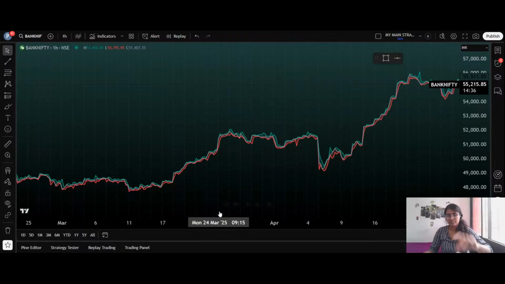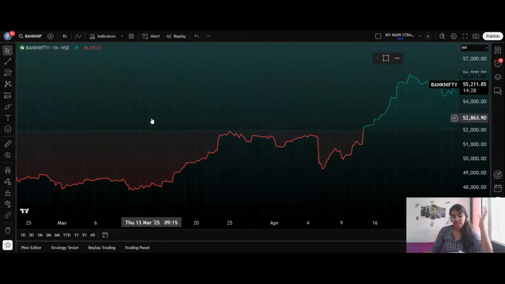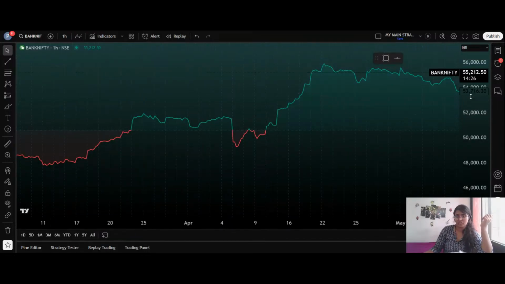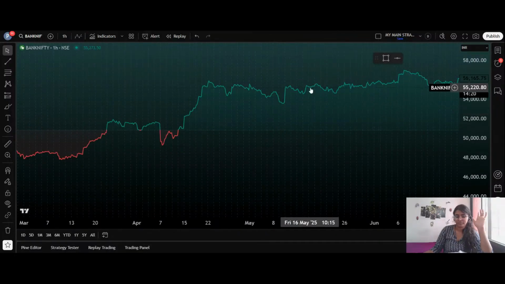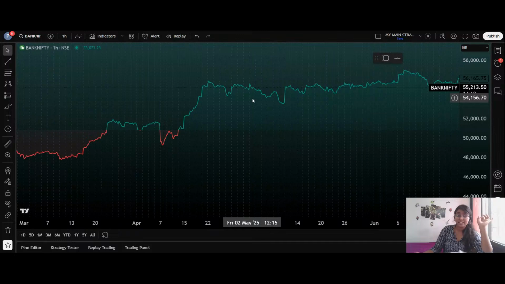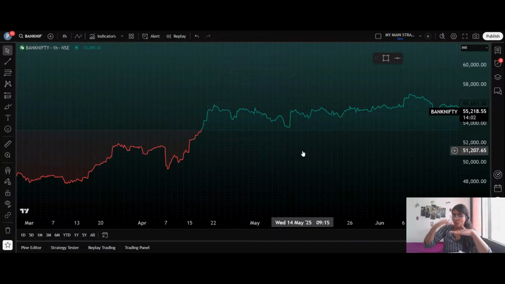Now, if we move forward, then the next chart is nothing but the baseline candle chart. See this. If we go here, this is the baseline. A baseline candlestick chart is basically a candlestick chart combined with a baseline. I know this is the name that it suggests. A baseline is nothing but a horizontal reference line that makes it easy to see how the price moves above the baseline and below the baseline.